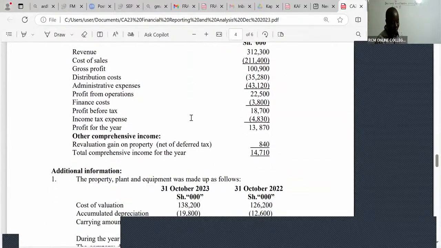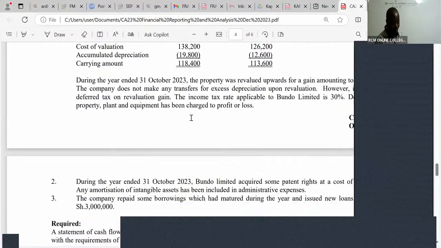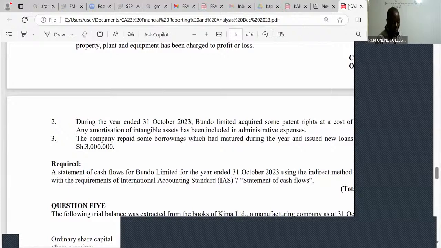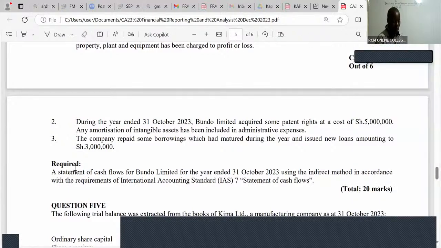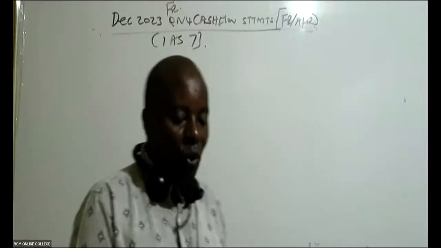So what do they want me to do? I'll always start by reading the requirement. They want me to give them a statement of cash flows for Bundo Limited for the year ended 31st October 2023 using the indirect method, in accordance with International Accounting Standard 7, statement of cash flows.